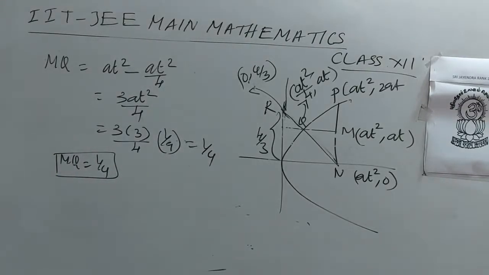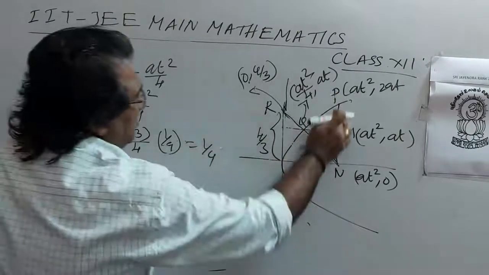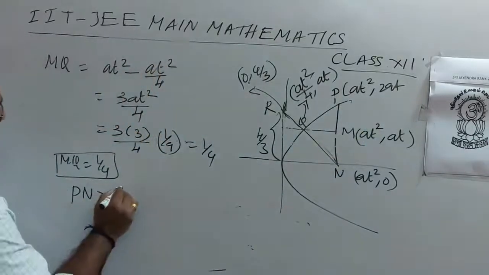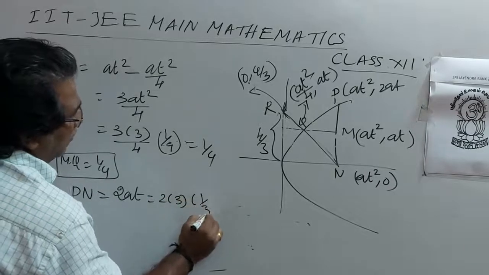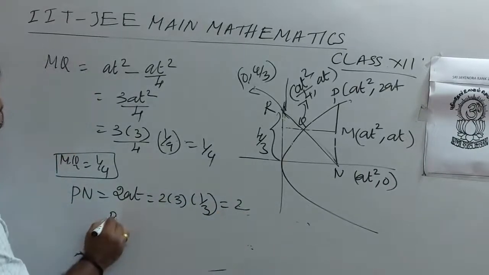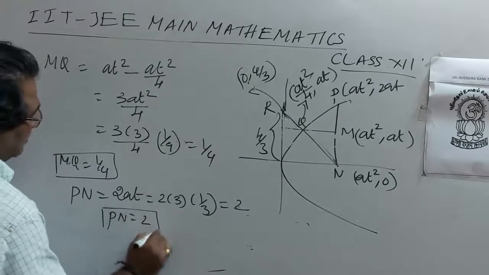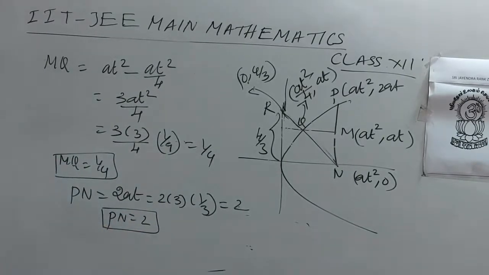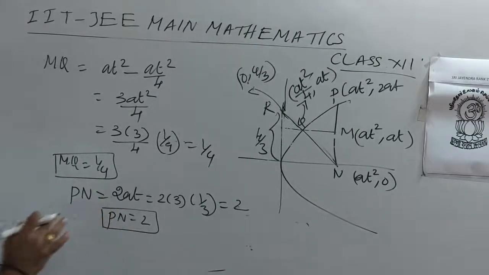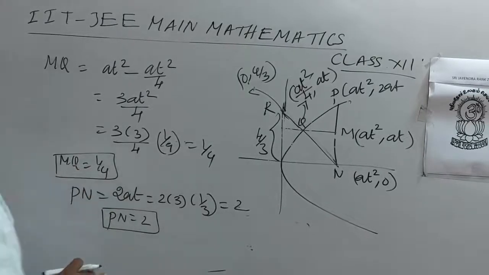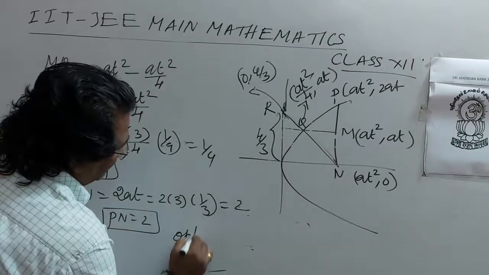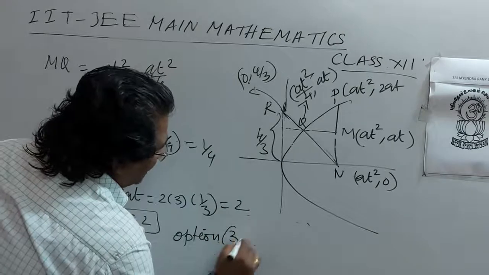Then we have to check PN. The distance PN equal to 2at, that is 2 into 3 into 1 by 3, that is 2. So among the options, PN equal to 3 is one option which is incorrect. PN equal to 4 is given, which is also incorrect. MQ 1 by 3 incorrect. So MQ equal to 1 by 4 is the only correct answer. So among the options, option 3 is correct.